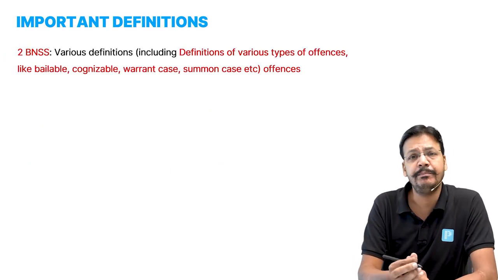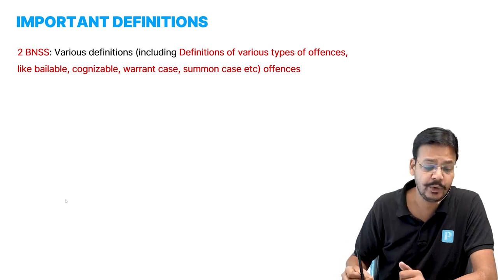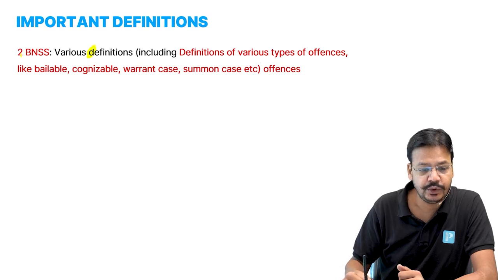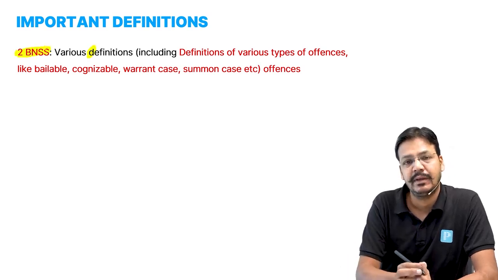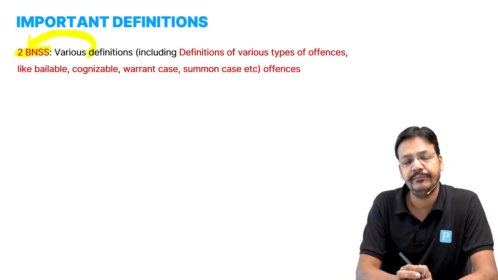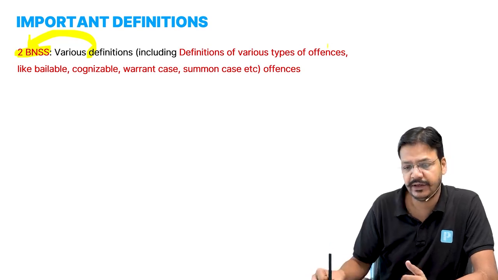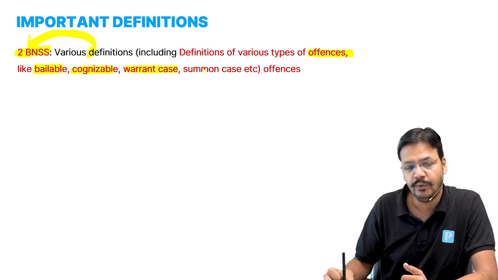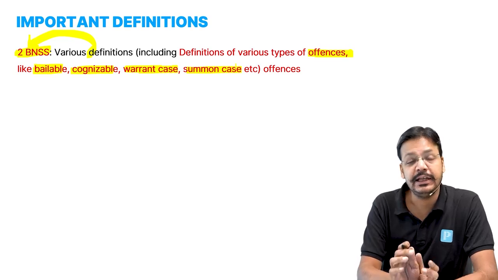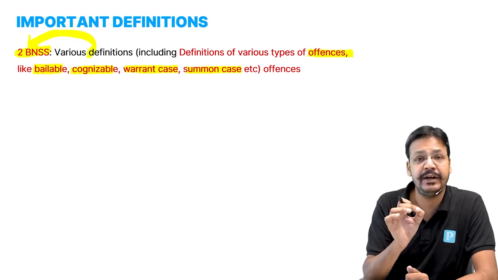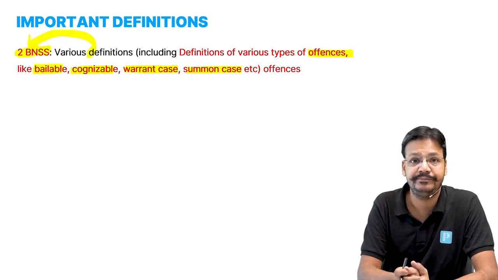Now, sir, I'm coming to some important definitions. And also how to remember: D for definition, D for Section 2 BNSS. What are the important definitions? The various types of offenses like bailable, cognizable, warrant case, summons case, these all definitions come under Section 2 BNSS. You can remember by this trick only.